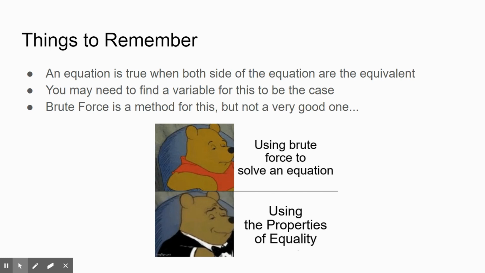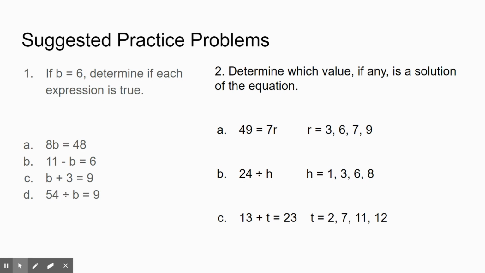Let's move on to our suggested practice problems. There are technically 2 problems here, but really there's more like 7. In the first set of problems, if b is equal to 6, you're going to determine which expressions are true. There's 4 of them. Some of them aren't going to work, some of them are. You have to test them all.